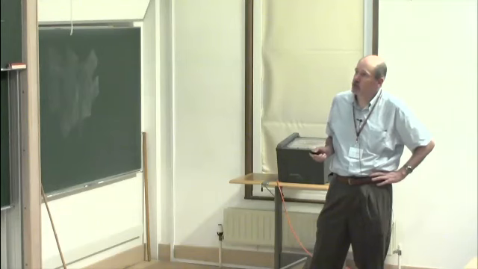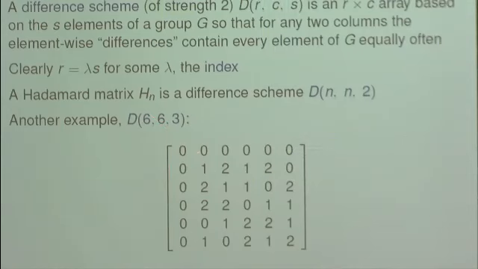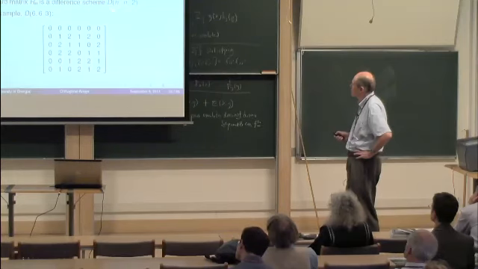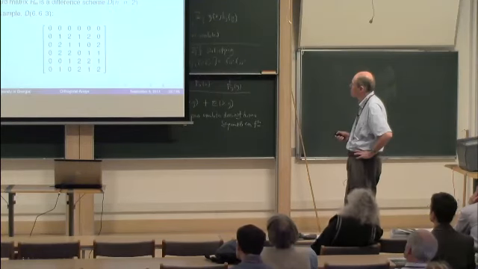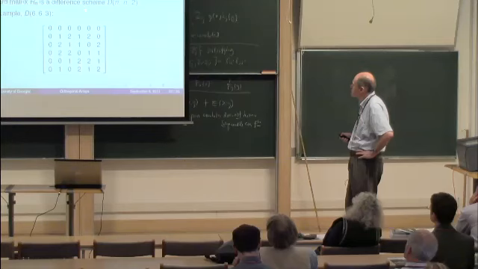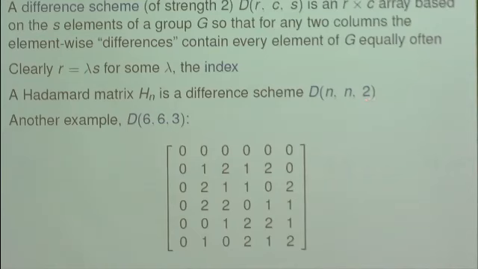Now it's clear that the number of rows has to be a multiple of the number of symbols, because if I look at these differences, every element of the group has to come equally often, let's say lambda times, so the number of rows has to be lambda times S. That's called the index again. The Hadamard matrix is actually an example of a difference scheme, except I'm using a difference here that suggests an additive notation, whereas with the Hadamard matrix it's a multiplicative group of two elements, so it would be multiplication rather than addition. But it's a difference scheme, n by n, based on two symbols.